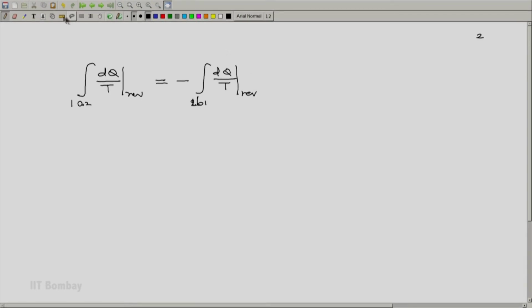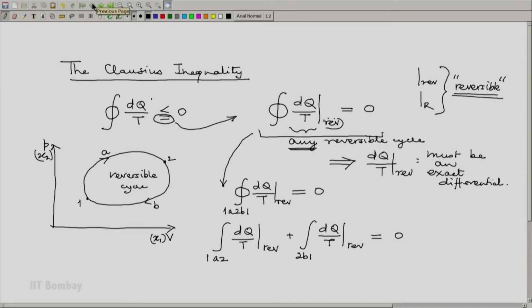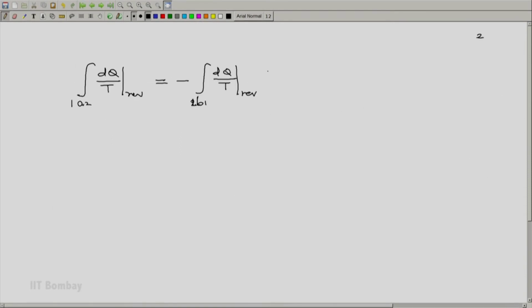Now we notice, going back to the sketch, the process 2B1, being part of a reversible cycle, is a reversible process. So now if I execute it in reverse as 1B2, I am going to retrace the same path, but all my interactions are going to be reversed or inverted. Whatever was dq will become minus dq and so on. So the right hand side can now be written as the integral over 2B1 of minus dq by T, which will be the integral 1B2.